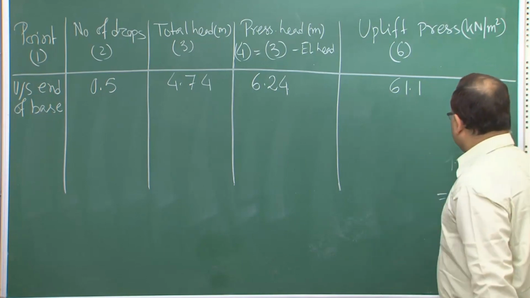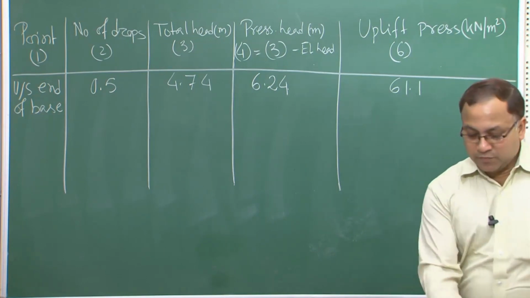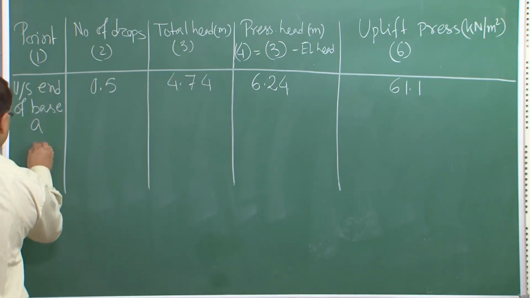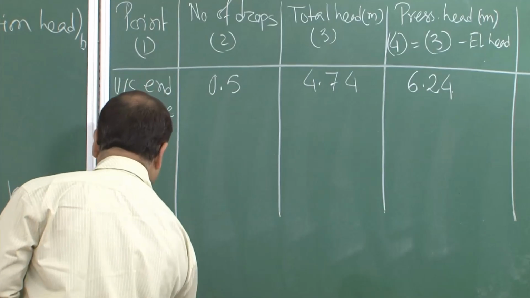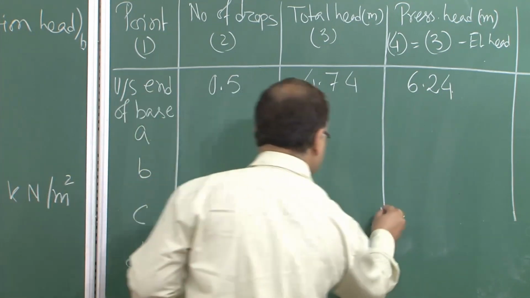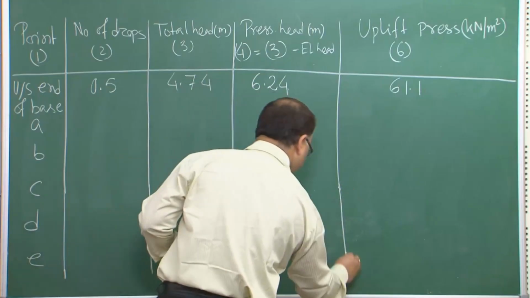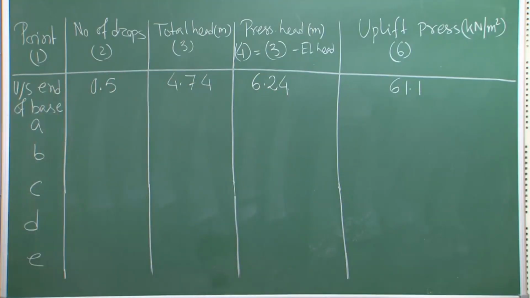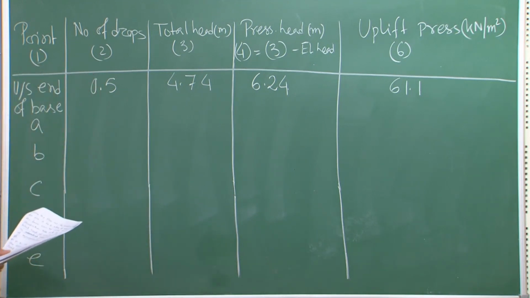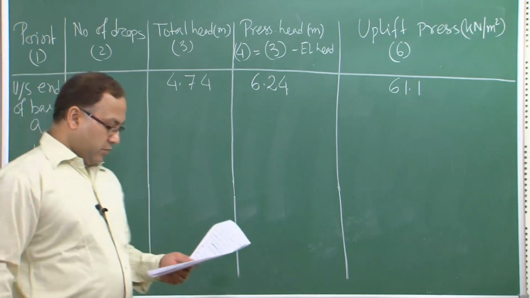Okay. I hope this is clear to you. So, now we will be calculating for the other points. So, A, B, C, D and E. Okay. So, for A, what is the number of drops? For point A, your number of drops is how many?